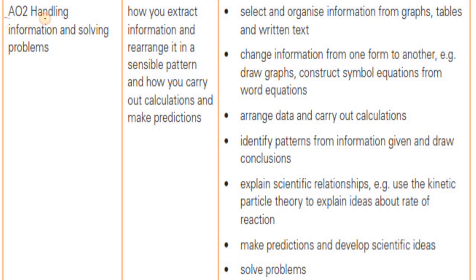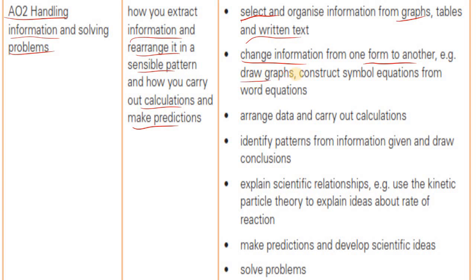Then what do you mean by AO2, assessment objective number 2, handling information and solving problems? How you extract information and arrange it in a sensible pattern, and how you can carry out the calculations and make the predictions, right? Now look at the main points. Select and organize the information from graphs, tables, and written text. This is the question related to ATP and related to paper 2 also. Change of information from one form to another form.